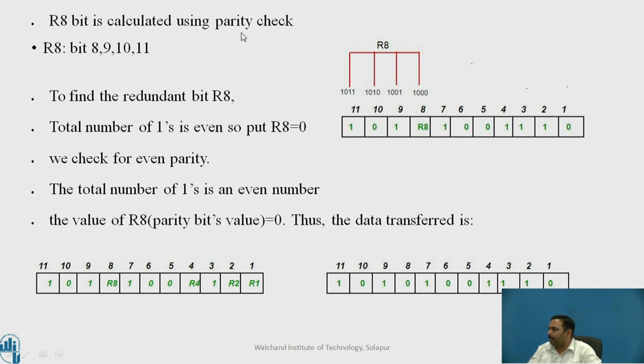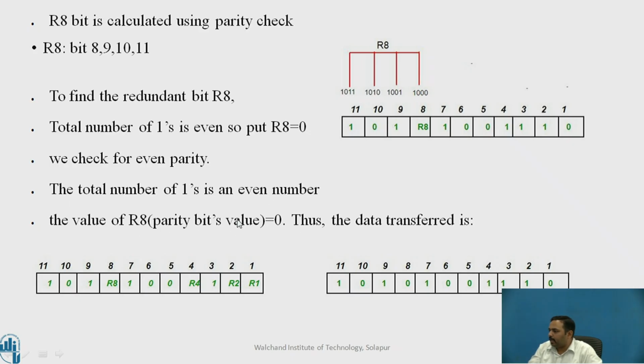R8 bit is calculated using parity check. Same procedure we have to follow. To find out the redundant bit R8, we have to check our least position 1, 2. So this is even. Put R8 is equal to 0. After putting R8 is equal to 0, we have to check for even parity. Total number of 1: 1, 2, 3, 4, 5, 6. It is also even. So R8 parity bit value is 0.